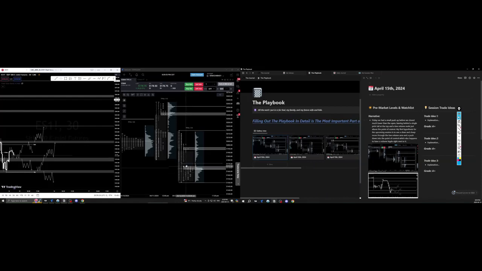Also, if something isn't clear on the TPO, you can also take a look at the volume profile. See this huge drop? That's really significant, and that's definitely something that you really want to see, or take note of, at least.